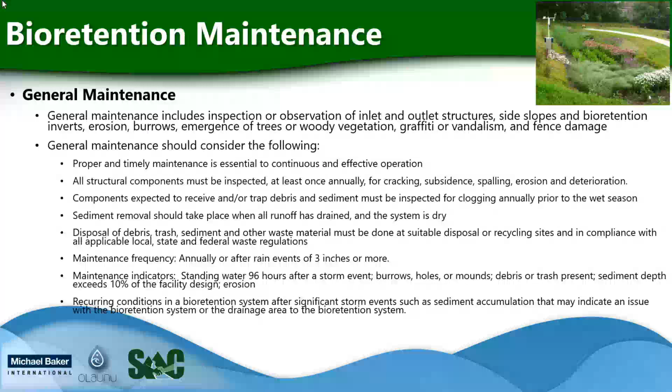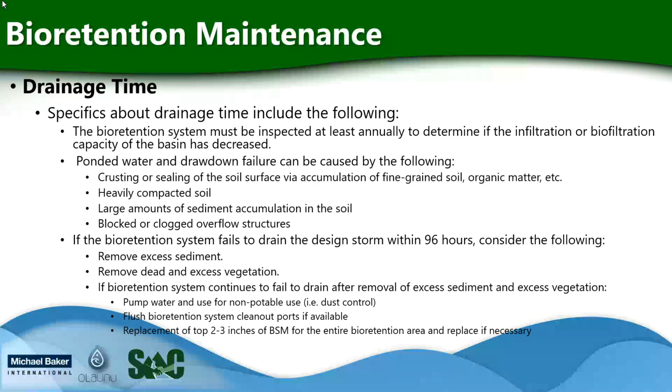Drainage time is another maintenance concern. Specifics about drainage time include that the bioretention system must be inspected at least annually to determine if the infiltration or biofiltration capacity in the basin is decreased. Ponded water and drawdown failure can be caused by crusting or sealing of the soil surface, heavily compacted soil, large amounts of sediment accumulating in the soil, or blocked or clogged overflow structures.